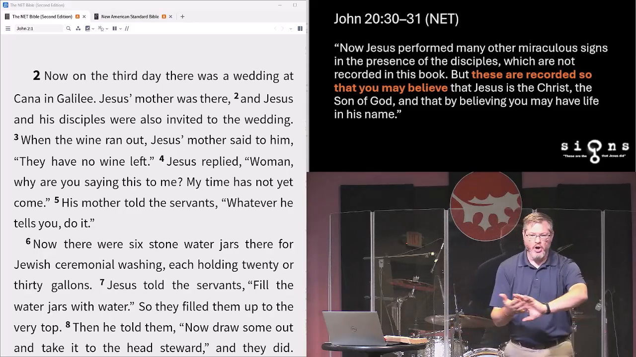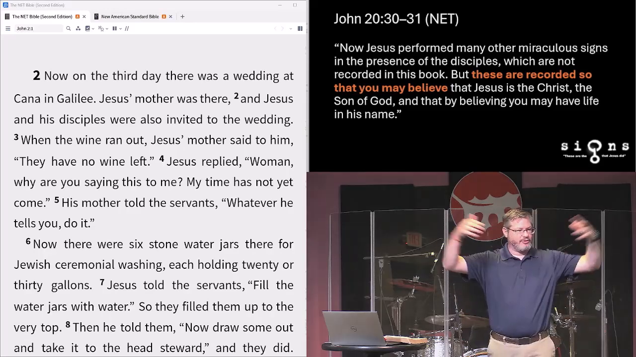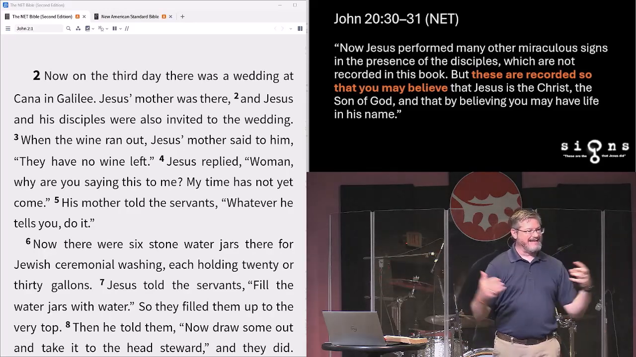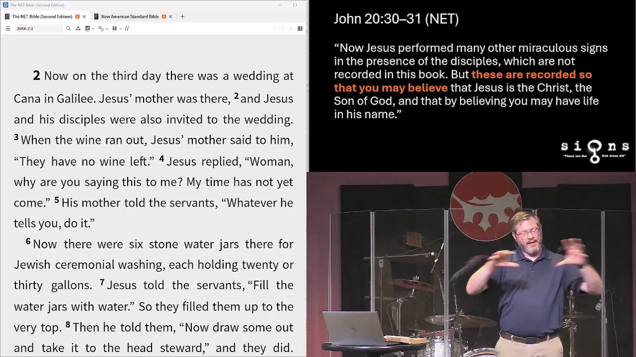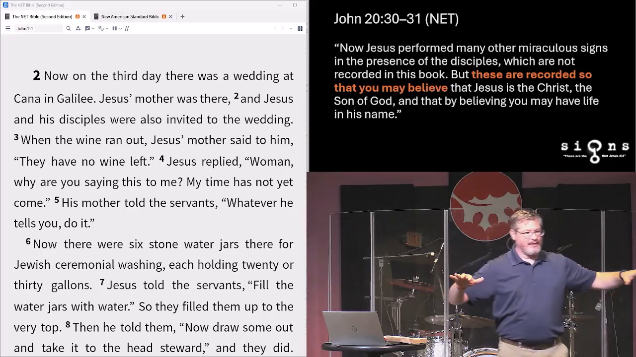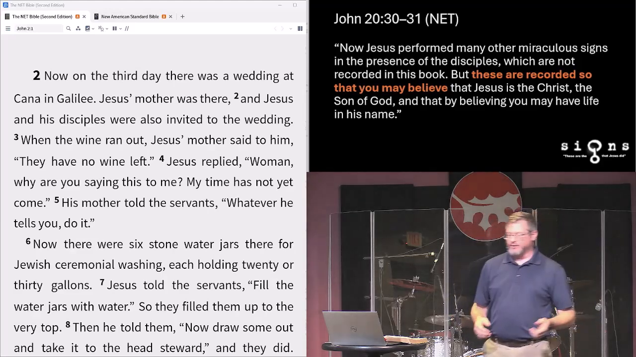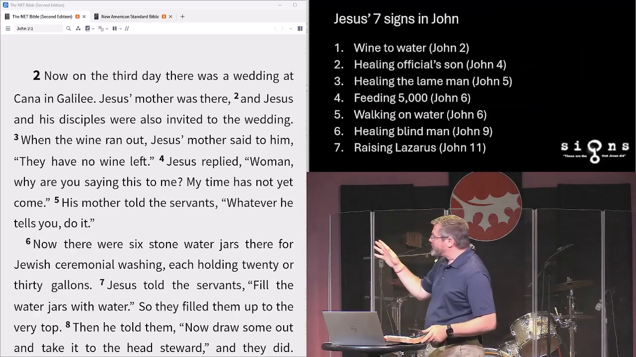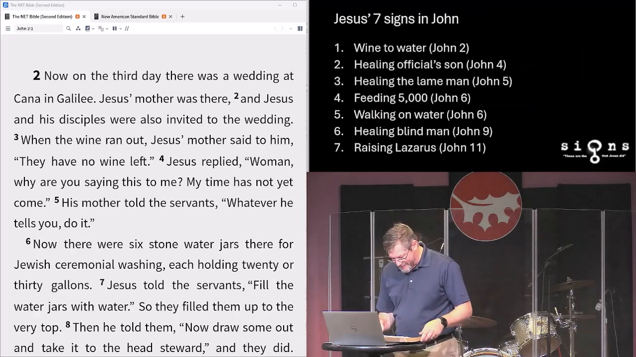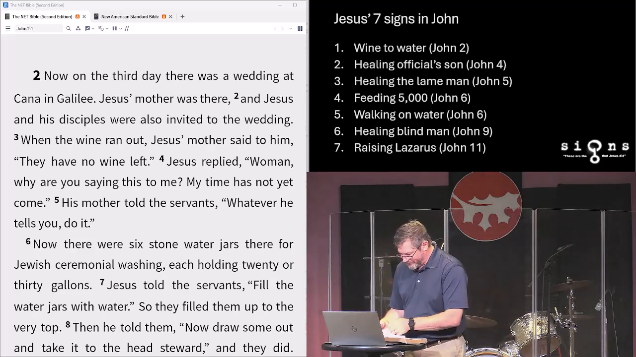The resurrection, nobody was there. He showed up later. He showed himself to the disciples and to other people, but he did not do it in the presence of them. Okay? And so I'm not saying it's not miraculous. I'm not saying it's not important. I'm just saying for our study, we're not including that as one of the 7 signs in John. Okay? So, it still says wine to water. Did not miraculously fix itself.